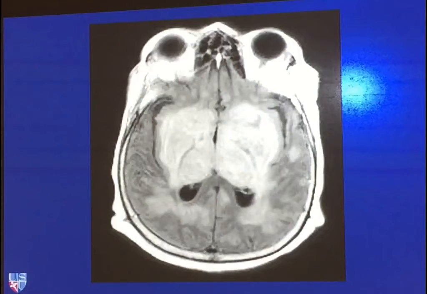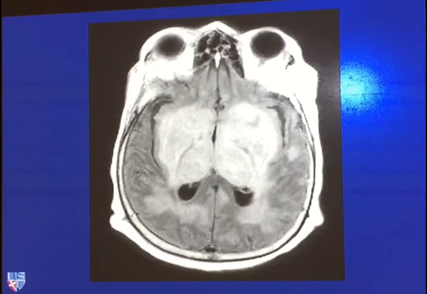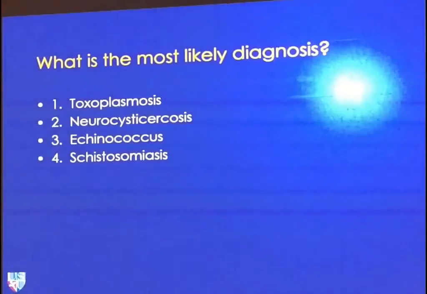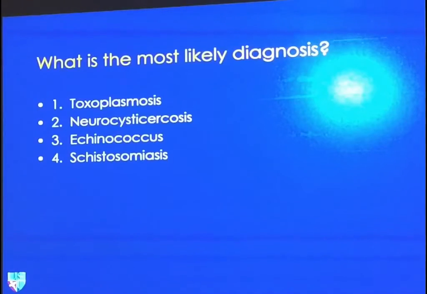Case number 6. We're going to stay in the brain. This is a FLAIR image. FLAIR imaging is really good for picking up a lot of pathology, but especially highlights things that contain a lot of water, like edema. I'll tell you that these regions are all diffusely abnormal. We've got the basal ganglia and the thalami symmetrically involved with abnormal FLAIR signal. Based on our recent discussion of neurocysticercosis, it's probably not that. So what do you think is the most likely diagnosis?